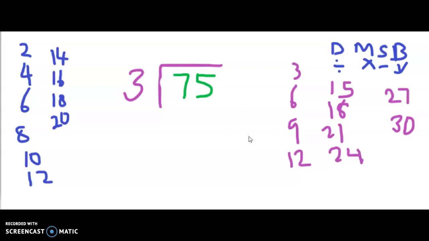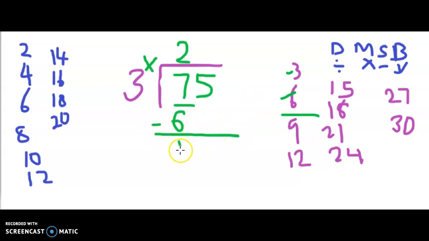Okay, let's go through 75 divided by 3. We start with 7 divided by 3. Let's look at the 3 times table: 1, 2. No, 7 is here, so we stop. 1, 2, and we write 2. 2 times 3 is 6. Then we subtract and we have 1. Then we bring down 5 and we have 15.